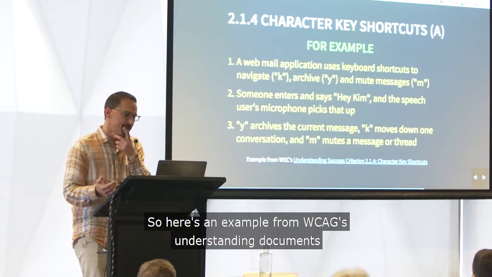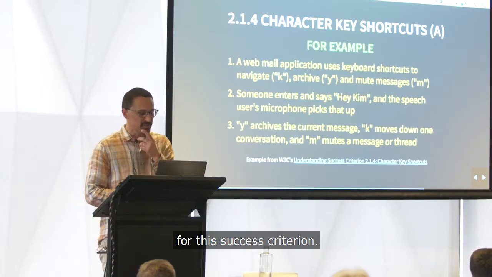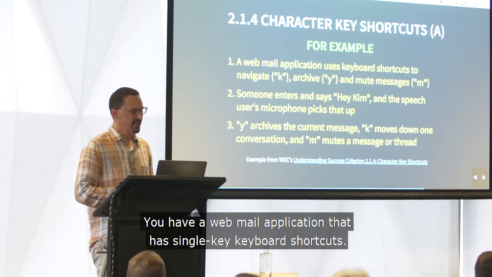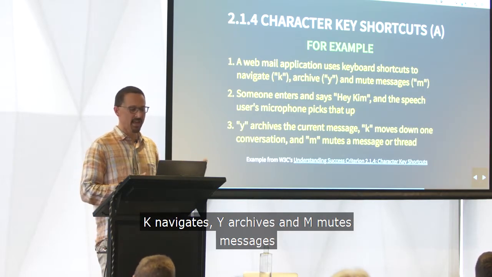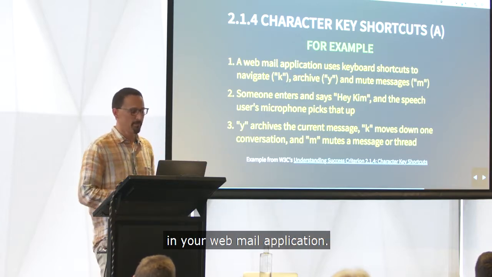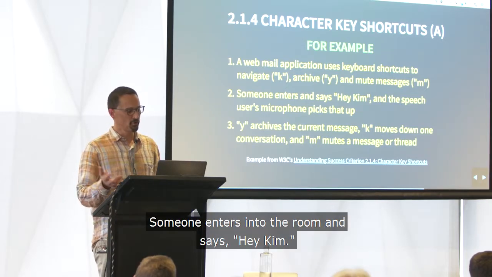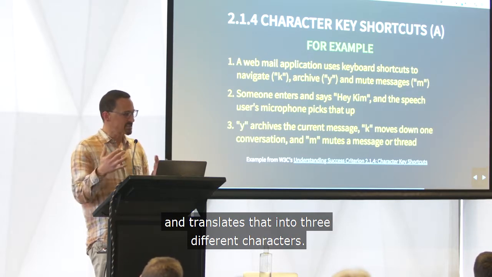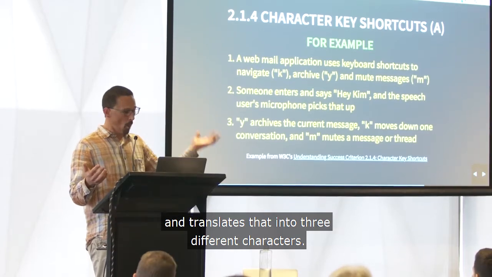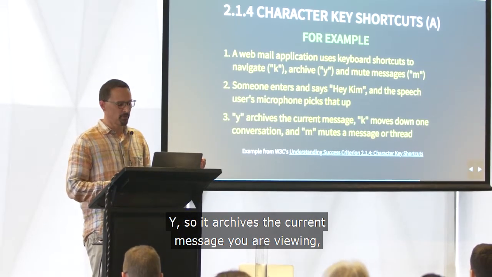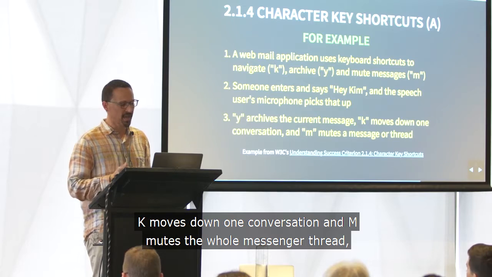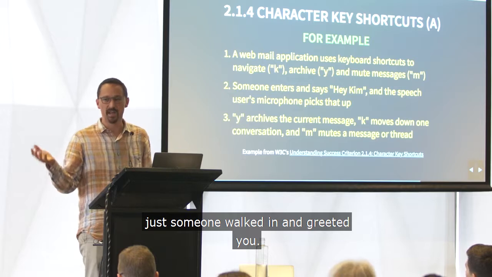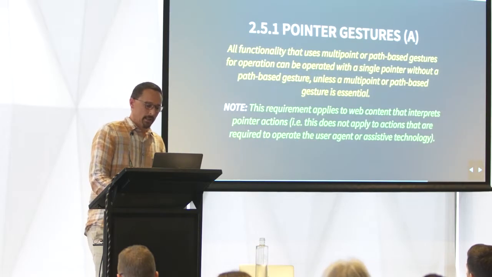So here's an example from WCAG's understanding documents for this success criterion. You have a webmail application that has single key keyboard shortcuts: K navigates, Y archives, and M mutes messages. Someone enters the room and says, "Hey, Kim," and the speech user's microphone picks that up and translates that into 3 different characters. Y, so it archives the current message you're viewing. K moves down one conversation, and M mutes a whole messenger thread, all without you doing anything at all, just someone walked in and greeted you, right?